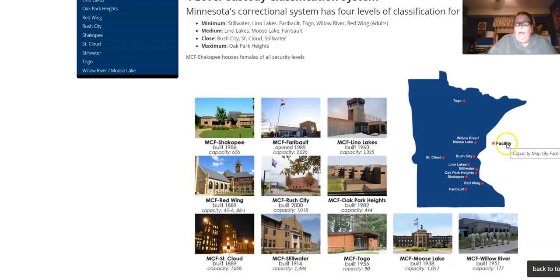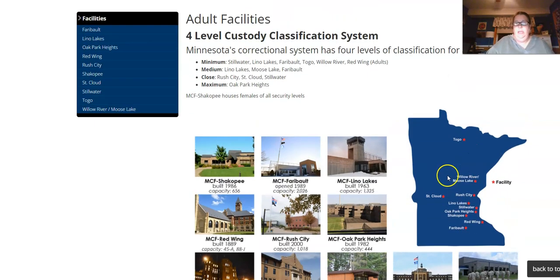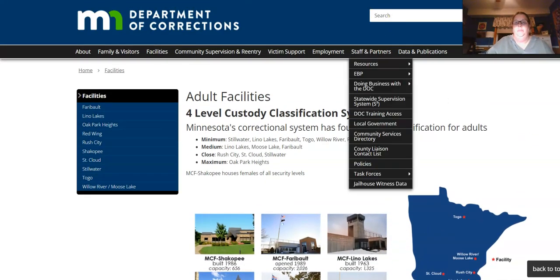If we're wondering where these prisons are located, Faribault is in the southern part of the state of Minnesota. Our farthest north, Togo, is a whole different process. I don't even want to go into Togo. Moose Lake and Willow River are the farthest north. Our farthest west is St. Cloud. And then we have a whole bunch in the metro area. So just to have an idea of where these prisons are located.